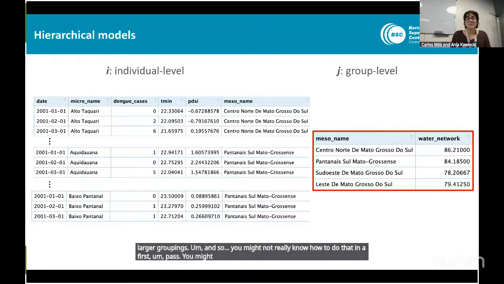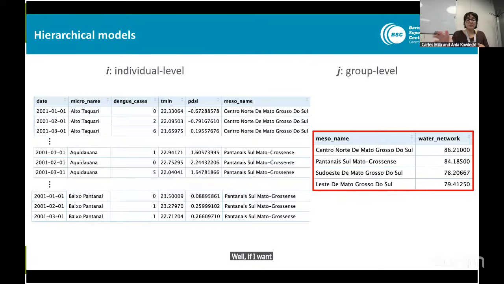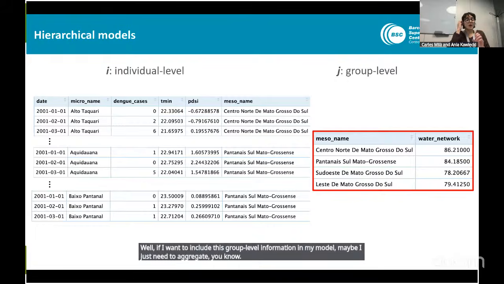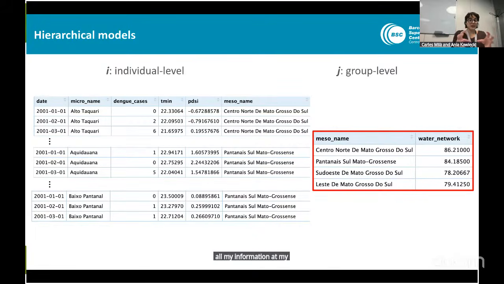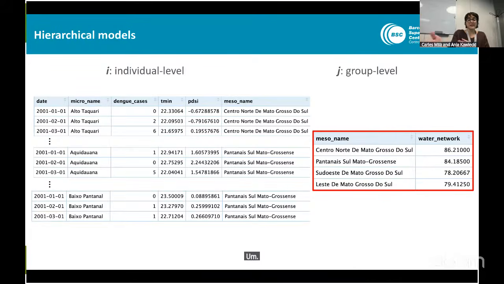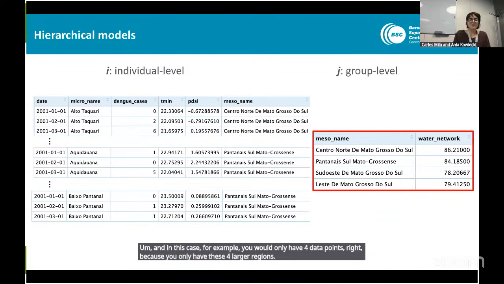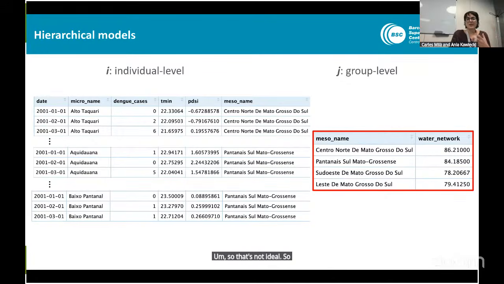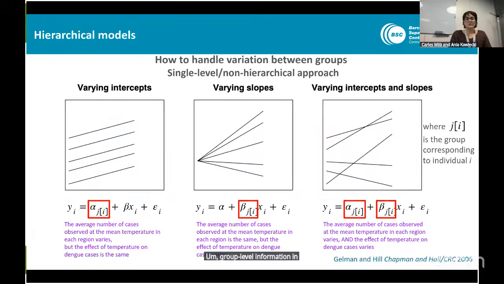Your first instinct might be, well, if I want to include this group level information in my model, maybe I just need to aggregate, average out all my information at my individual level, at my municipality level, so that it's all at the same level, right? But then you would lose so much information, all this rich information and all this variability within your cases and your temperature that you have at the municipality level. And in this case, for example, you would only have 4 data points, right? Because you only have these 4 larger regions. So that's not ideal. So what other ways are there for including group level information in an individual level model?